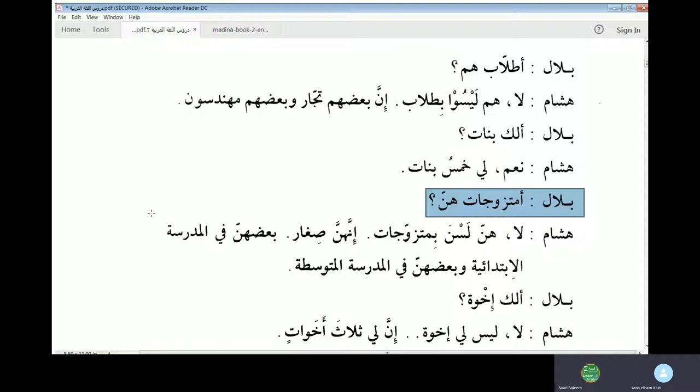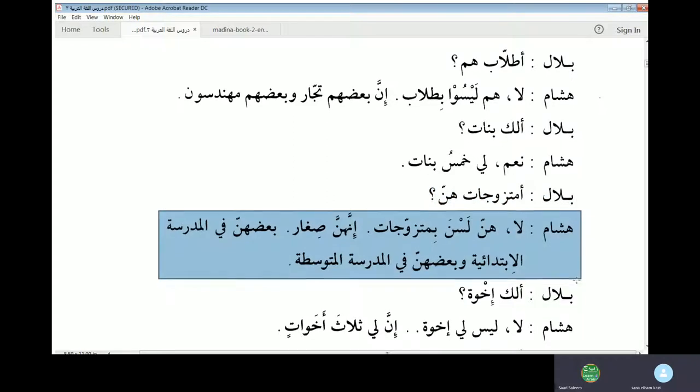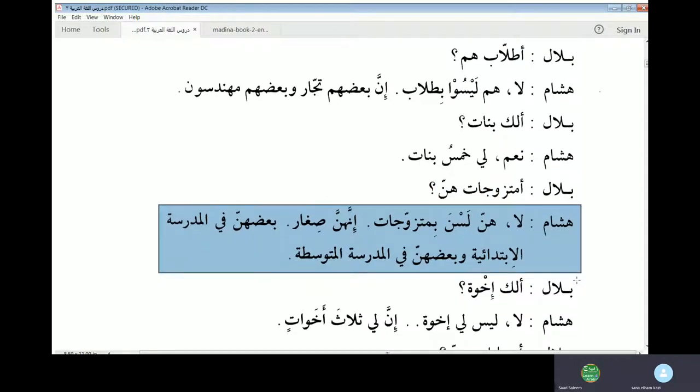Amutazawijatunhunna? Are they married, right? La. Hunna laysa bi mutazawijatunna. Lasna. La Hunna Lasna Li Mutazawijat. No, they are not married.